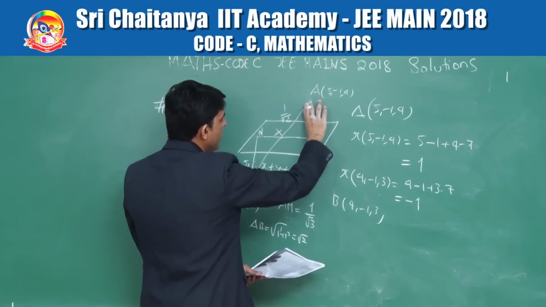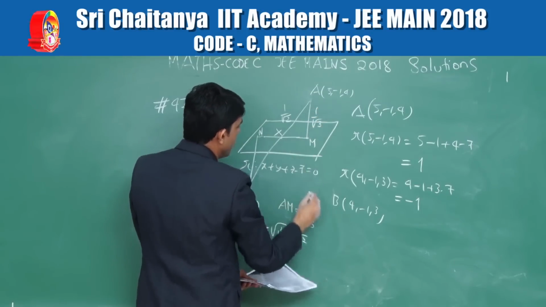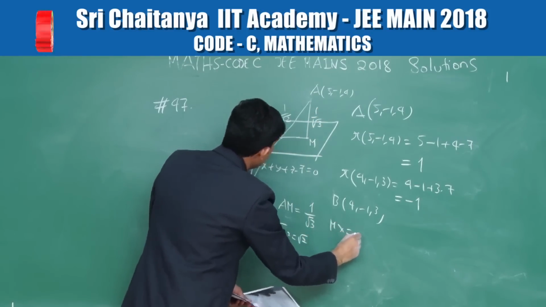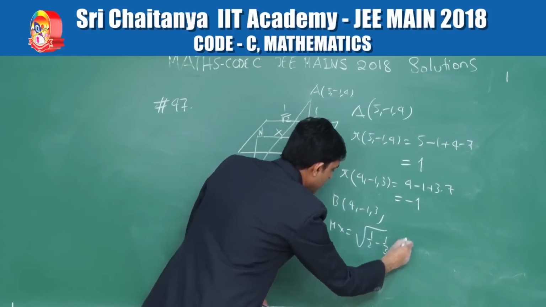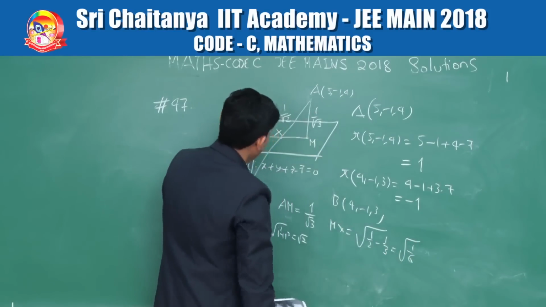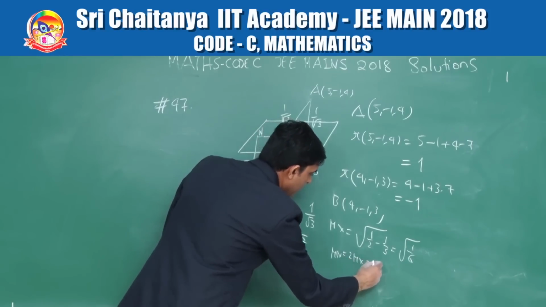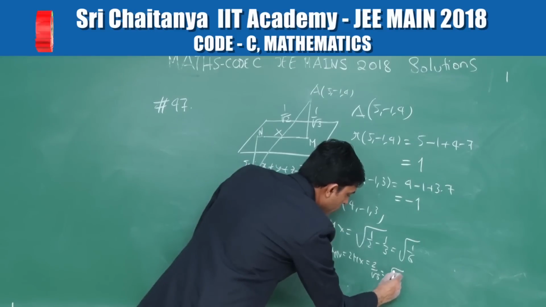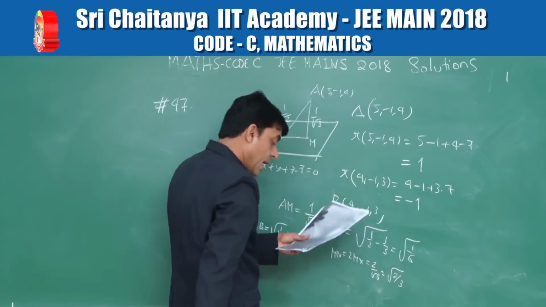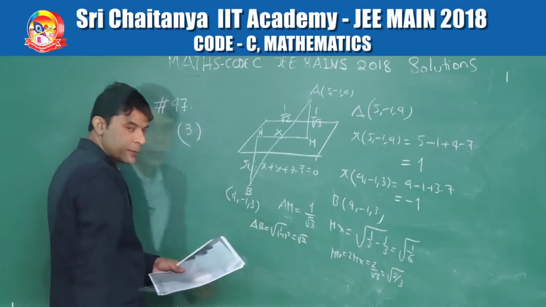You have AM, that happens to be 1 over root 3. So MX happens to be the root of 1 over 2 minus 1 over 3. That's 1 over root 6. And MN is just twice MX. That's 2 over root 6, and that happens to be the root of 2 over 3. And so choice 3 is correct. 3 is the correct choice for that.